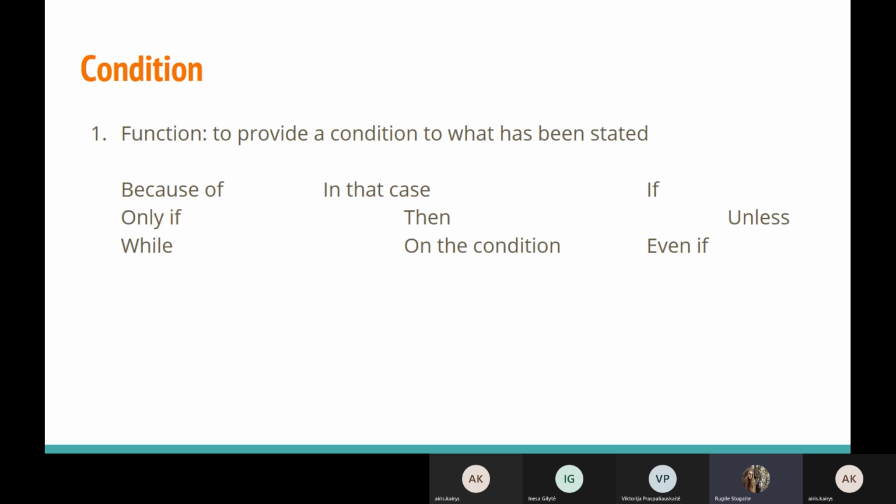Yes, and now we can move on to condition. So condition linking words are used to provide a condition to what has been stated. So because of, in that case, only if, then, unless, while, on the condition, even if.